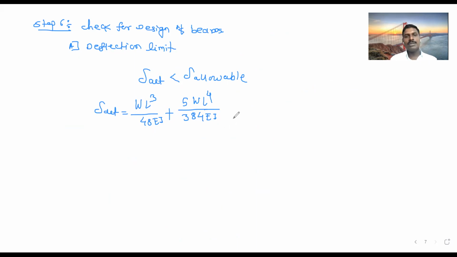Okay. One more thing I have to tell you. While calculating the actual deflection, or delta actual, here you have to use the service or working load. You should not take the factored load. While calculating the actual deflection, do not take the factored load.